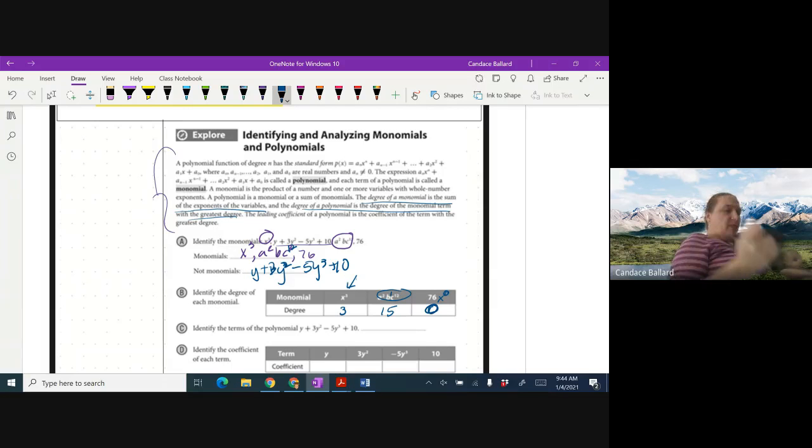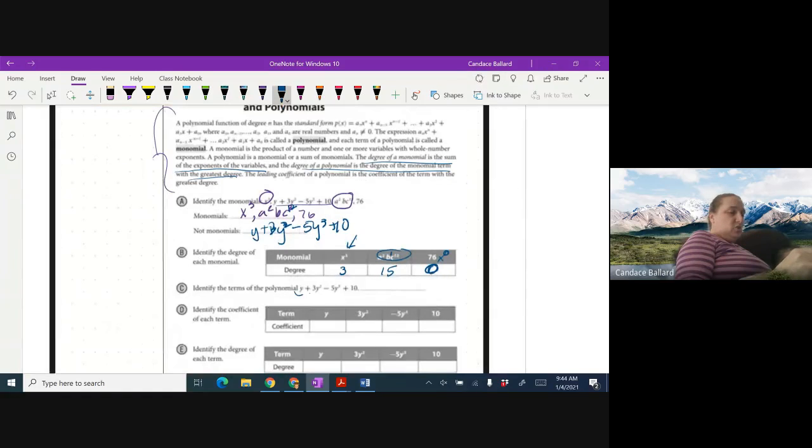All right. The terms, okay, are each individual thing. So really the terms would be y, 3y squared, I would probably call it negative 5y cubed, and then 10 would each be an individual term. In D, they want us to tell me the coefficients on the terms. So can you guys in the chat really quick, just put commas between them. What are all the coefficients? Just the coefficient. I don't want the variable. So just tell me the coefficient in each term.